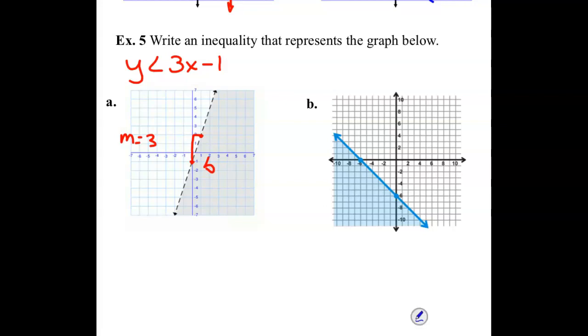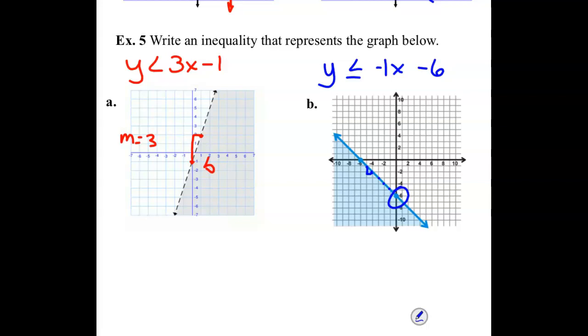All right, for the second one here, our intercept is at -6. Our slope is what? And because it's going down, it is -1, right? We're going down 1 over 1. So our slope is -1. It's a solid line, which means we can have an equal sign. And we're shading below, which means less than. Okay? Questions about that one?